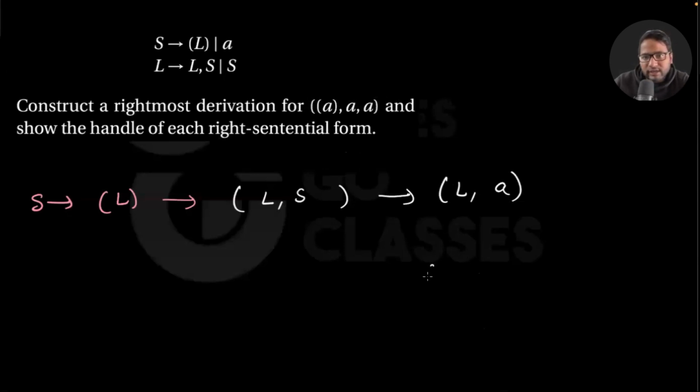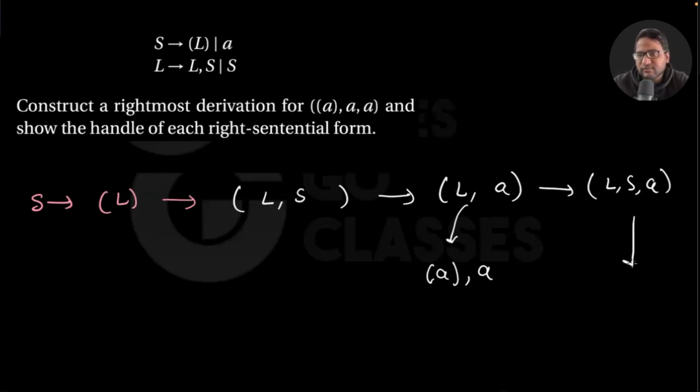So finally, using this L, we want to generate this, right? So if it goes to S, then S gives, okay, so this L, if it goes to L comma S, then also it is fine, right? So let's just see if it goes to L comma S. So L comma S comma A. Now since it is a right sentential form, from this S we again want A only, right? So you can say L comma A.